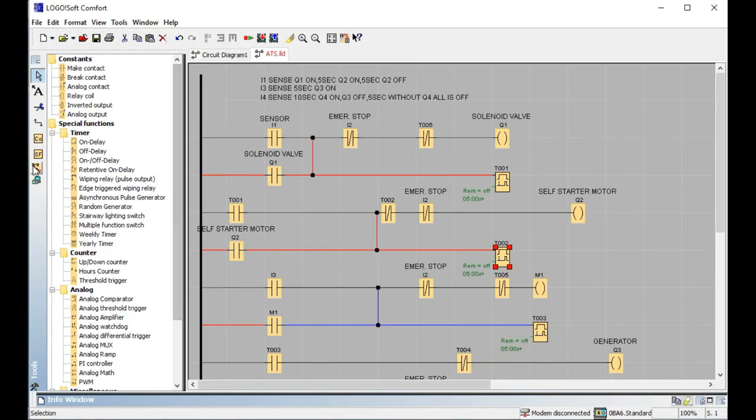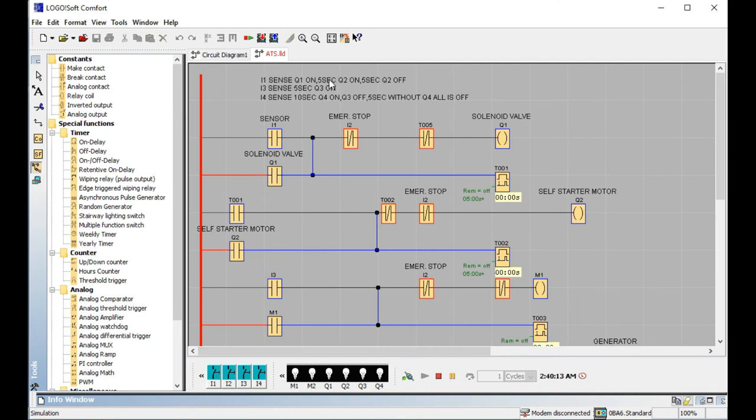Let's go to the simulations here. First, I1 senses, Q1 is on, after 5 seconds Q2 is on, after 5 seconds Q2 will be off. Suppose electricity is absent, okay, I1 senses, Q1 is on, after 5 seconds Q2 on, after 5 seconds Q2 will be off. Again we have to see, this is the emergency stop button, and I1 senses, fine. Suppose your PDB is absent, at that time your solenoid valve is on, after 5 seconds Q2, the self-starter motor, is on, after 5 seconds that will be off.